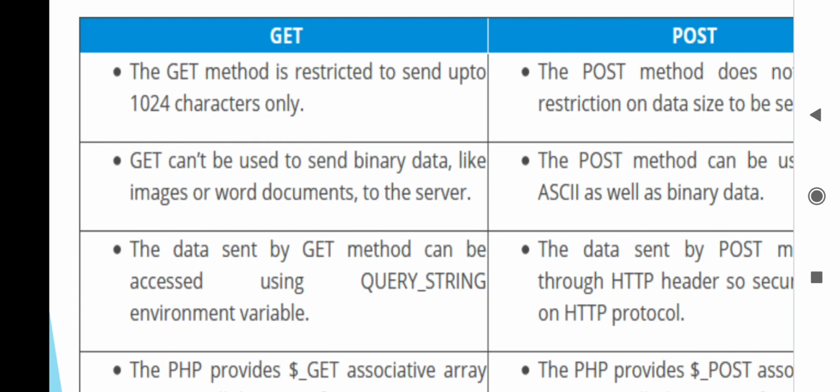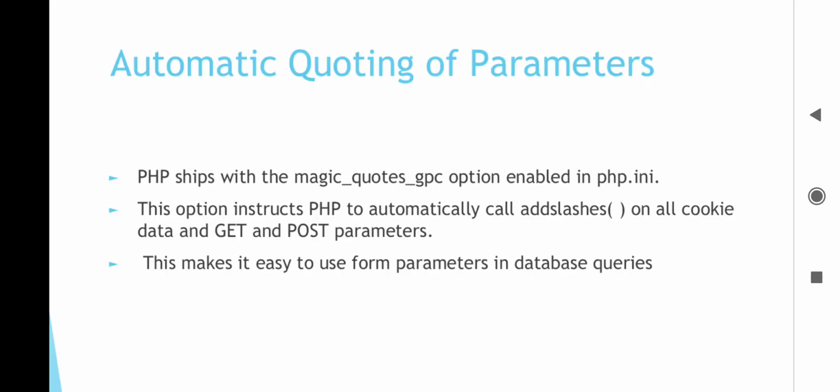In the GET method, the data sent can be accessed using query string environment variables. In the POST method, the data sent goes through the HTTP header, so security depends on the HTTP protocol. But in the case of GET, we are sending the data through the URL only, so there are some problems. PHP provides the $_GET associative array to access all the sent information using the GET method. In the case of POST, PHP provides the $_POST associative array to access all the sent information using the POST method. These are some differences between the GET and POST methods.